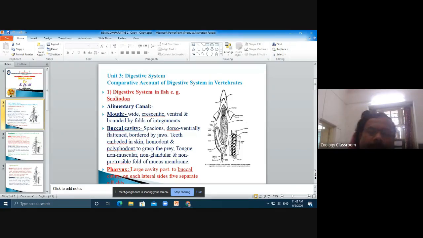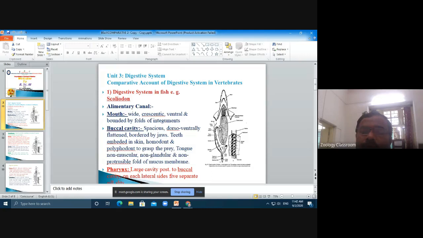The mouth further leads into a spacious cavity. That cavity is called the buccal cavity. If you see this figure, the entire digestive system is shown. Here, this one is the crescent shaped mouth. The mouth inside leads into the buccal cavity, and this buccal cavity further continues into the esophagus. So this is the region of the esophagus. Further, this dilated chamber is called the stomach. The initial portion of the stomach is the cardiac stomach. Then it is followed by the pyloric stomach. In between the cardiac and the pyloric stomach, a sphincter valve is present.